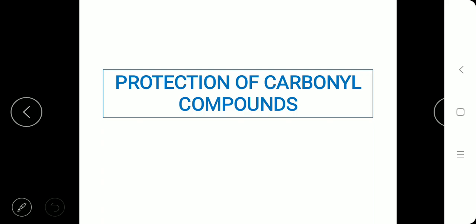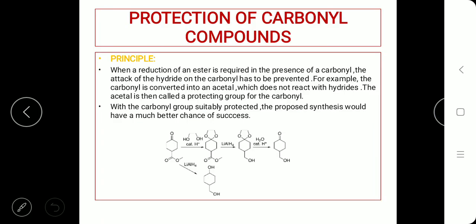Today we will learn about protection of carbonyl compounds. Principle: when a reduction of an ester is required in the presence of a carbonyl, the attack of the hydride on the carbonyl has to be prevented.